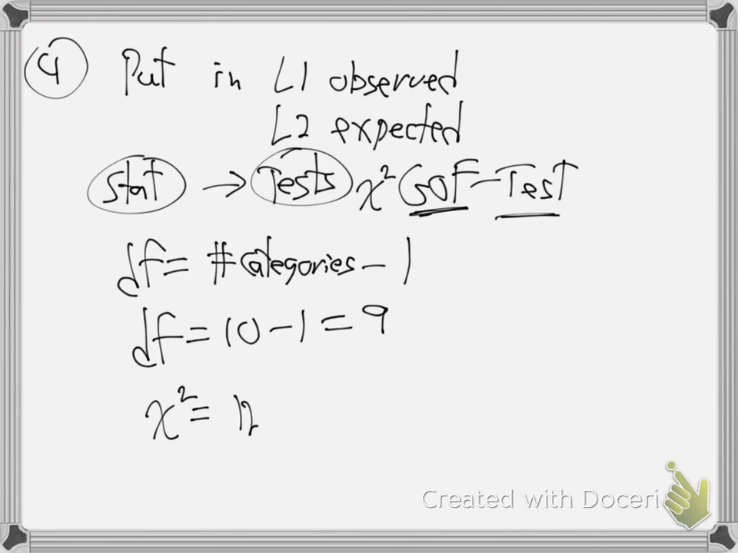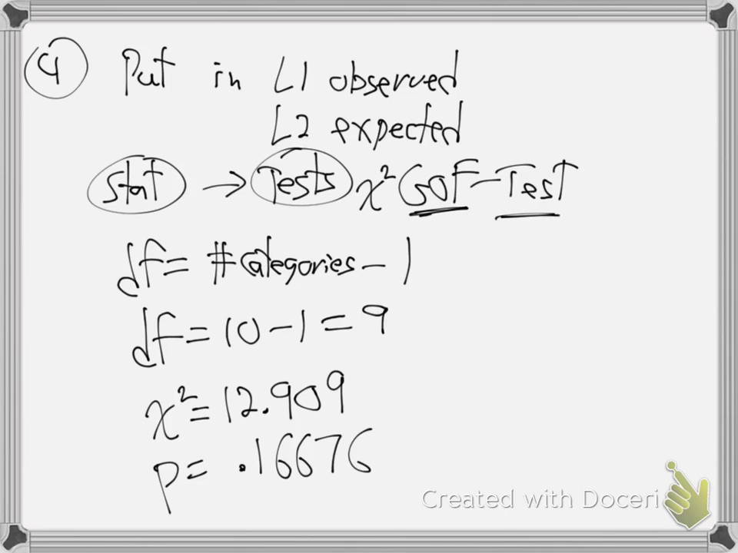And I'm getting chi-square 12.909 and a p-value 0.166. You getting that? Not low.